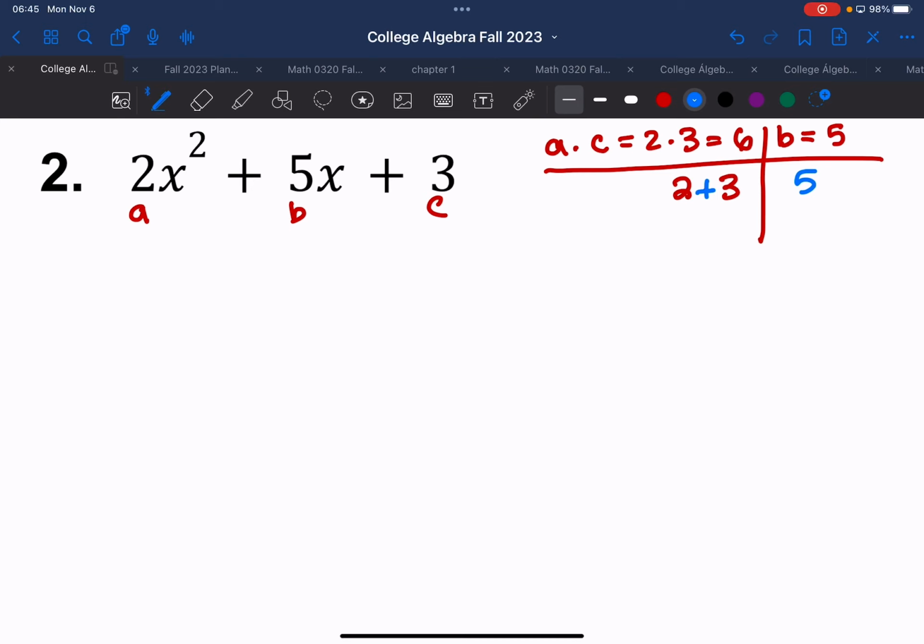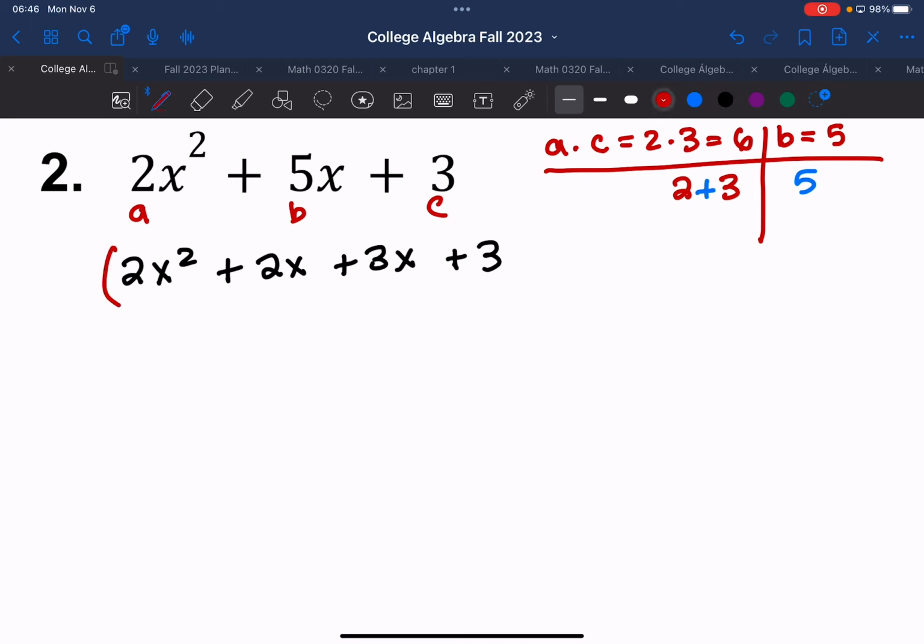What am I going to do with that 2 and 3? Good, I'm going to expand my B value. So instead of 5x, I'm going to write what? 2x squared plus 2x plus 3x plus 3. Correct. I always take that b term and expand it into two b terms. I do this because I want to do factor by grouping.